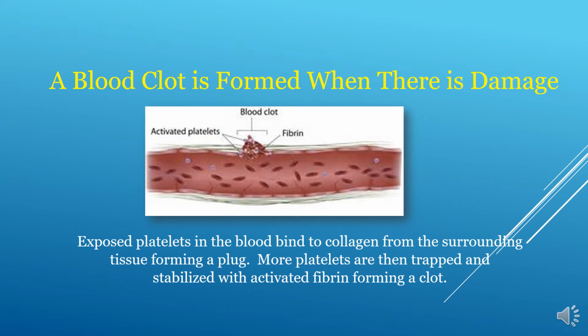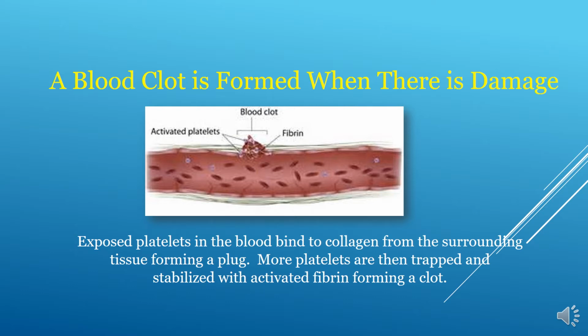Simply stated, a blood clot is formed when there is direct damage to a blood vessel. This exposes platelets in the blood to collagen from the surrounding tissue. Platelets and collagen bind, forming a platelet plug. During this process, platelets are trapped and stabilized with cross-linked activated fibrin. This mechanism of fibrin formation is then controlled by other clotting factors that both promote and inhibit clotting.